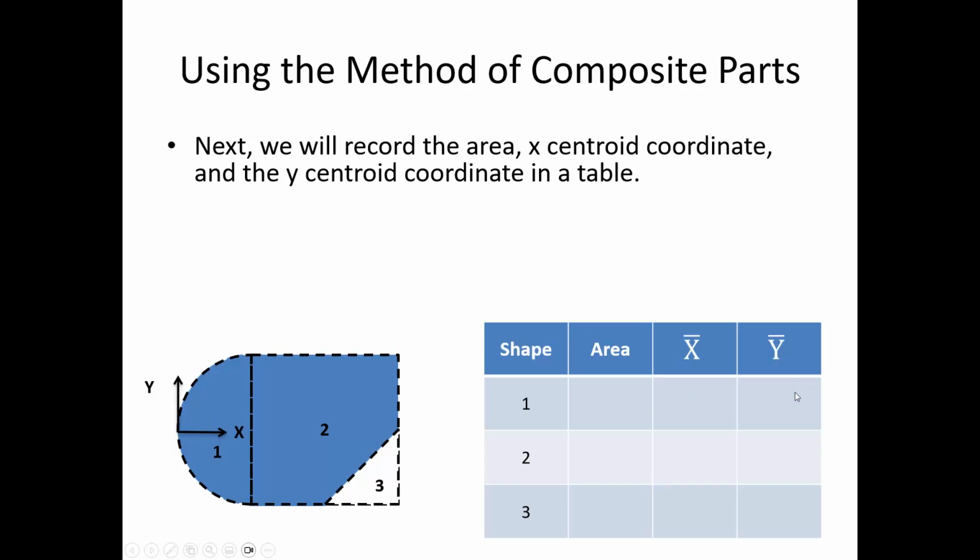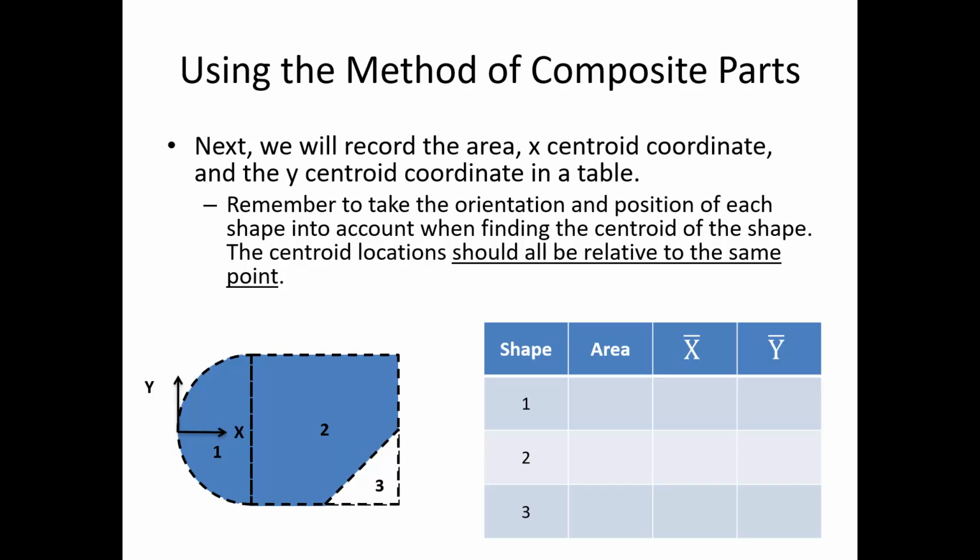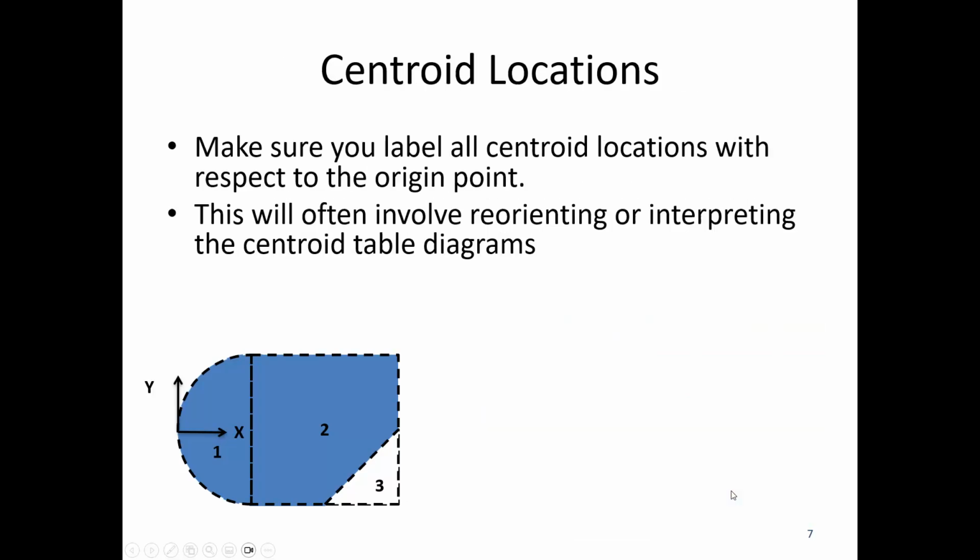the centroid. We do need to remember to take the orientation and position of each shape into account when finding the centroid of the shapes, and this should all be relative to the same point. Remember, everything needs to be relative to the coordinate system that I put in early on. So let's talk about some of these pieces: X bar and Y bar for some of these shapes.